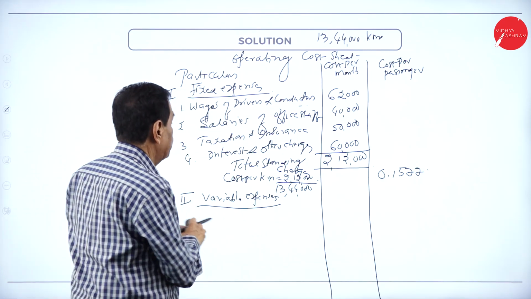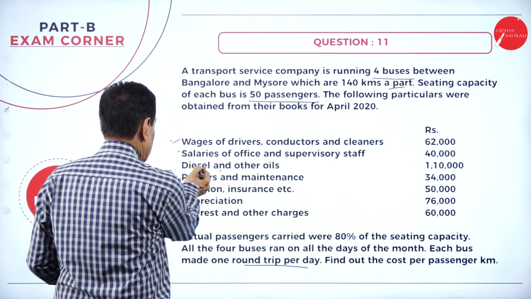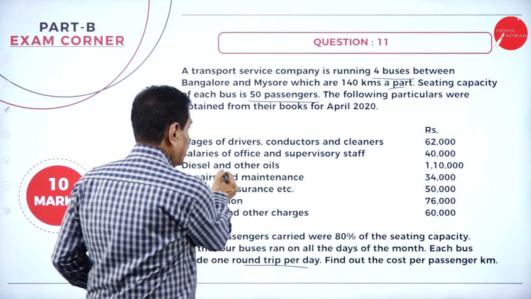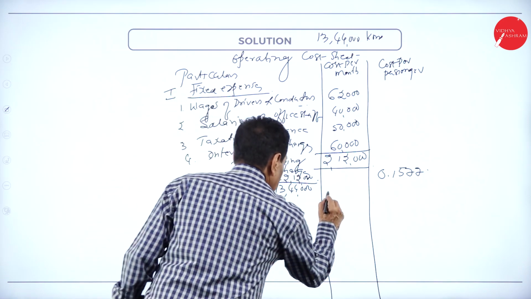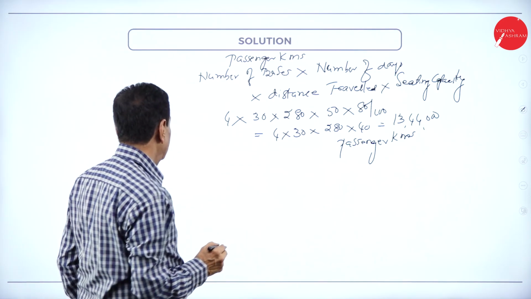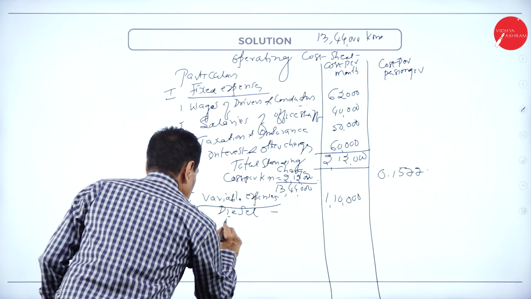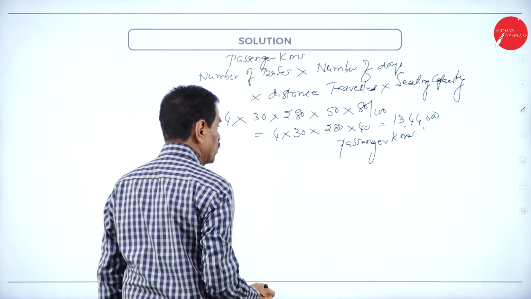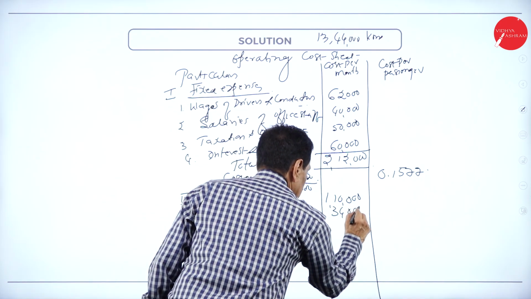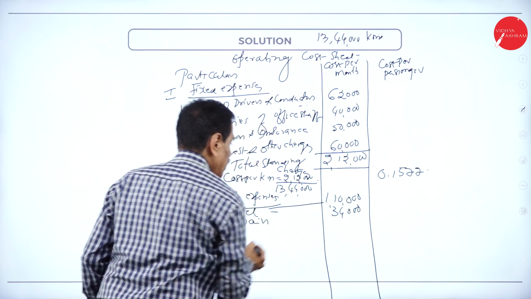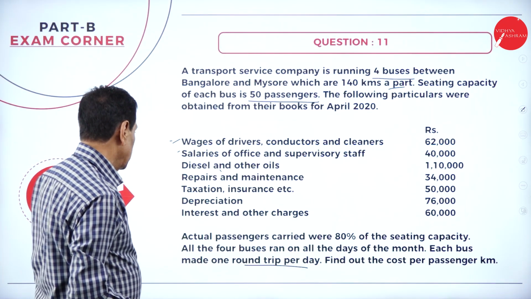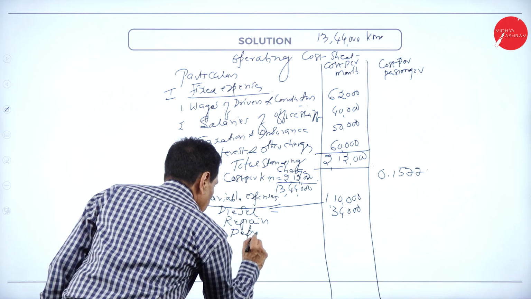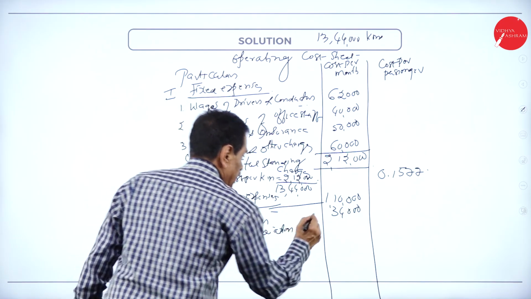Slowly, what are the variable expenses we got? So number 1, diesel expenses. It will come 1,10,000. Diesel is over. Repairs and maintenance 34,000. Then depreciation 76,000.